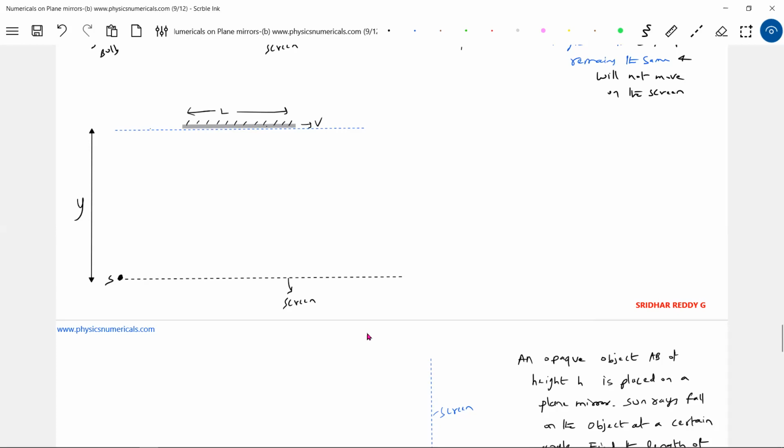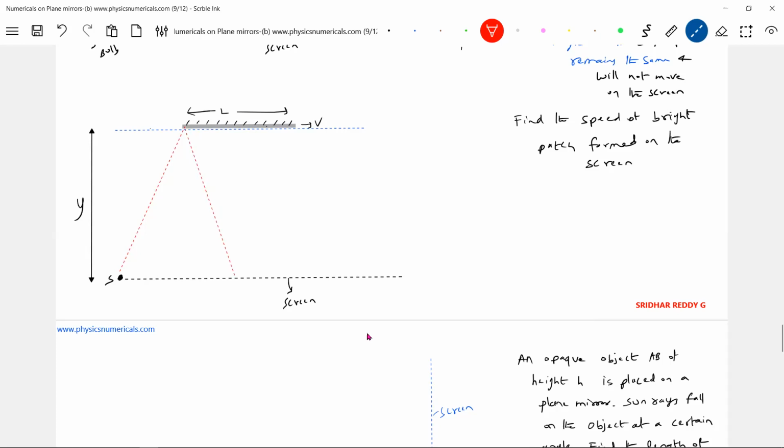What will be the speed of the patch on the screen? So what is the question? Find the speed of the bright patch formed on the screen. Now what we have to do is take two positions of the mirror. Okay, there's one position here. So let me get into the ray diagram part. The initial one I'll show by dotted lines after reflection.